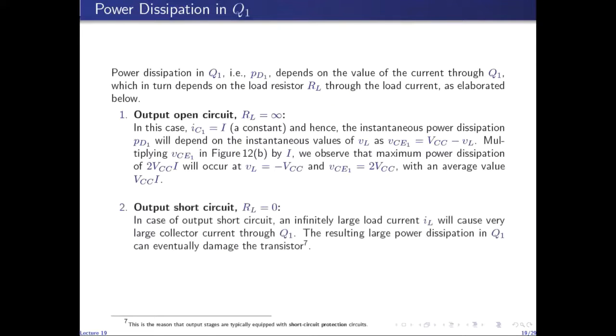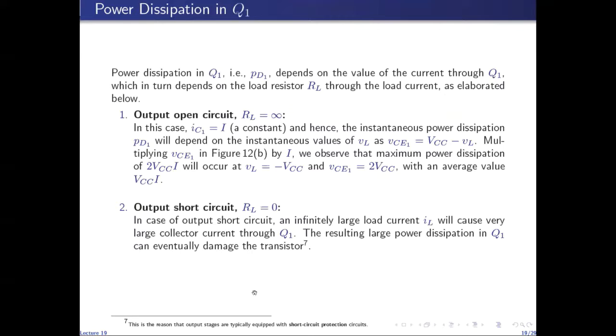On the other hand, if the output is short-circuited, that is, if RL is 0, then even for small positive, even for small magnitude load voltages, an infinitely large load current will flow through the short-circuited resistance, which will cause a very, very large collector current through Q1, which will in turn dissipate large amounts of power in Q1.